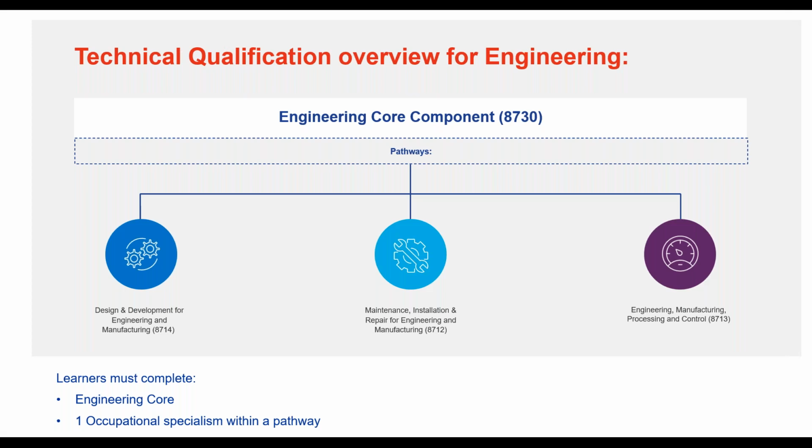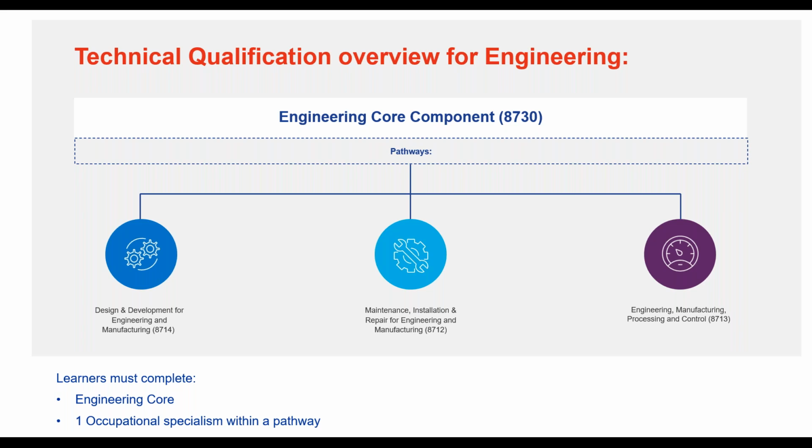So what we're looking at here is an overview of the engineering T-level. We have the engineering core component, which is the 8730. Regardless of which pathway learners follow, all learners complete the same core component. Under the core, we have the 3 pathways, which are maintenance, installation and repair, and the component number for this one is 8712.